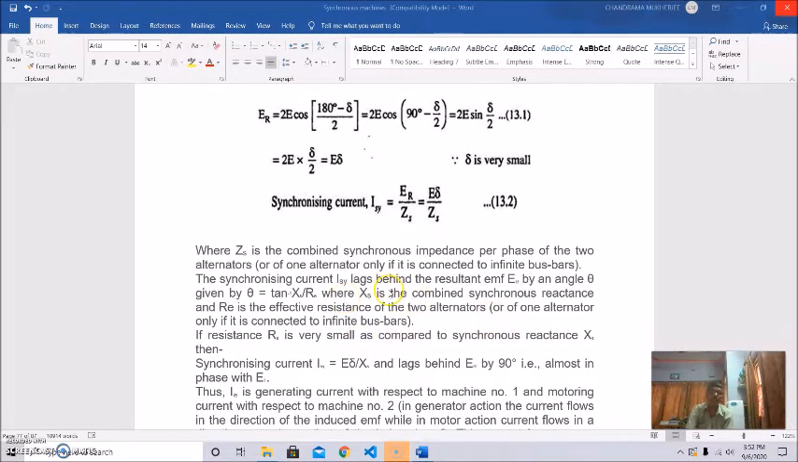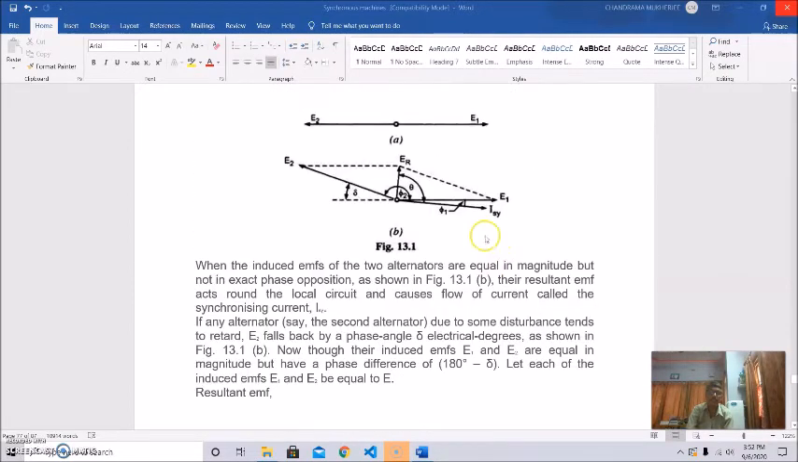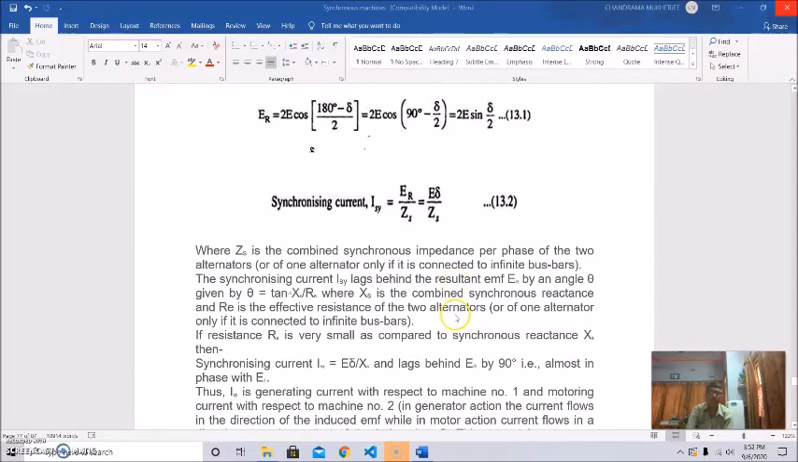And the synchronizing current ISY lags behind the resultant EMF ER by an angle theta. That is shown here. So this is actually theta. As a result, theta can be given as tan inverse of XS by RE, where XS is the combined synchronous reactance and RE is the effective resistance of the two alternators, or of one alternator only if it is interconnected to the infinite busbar.